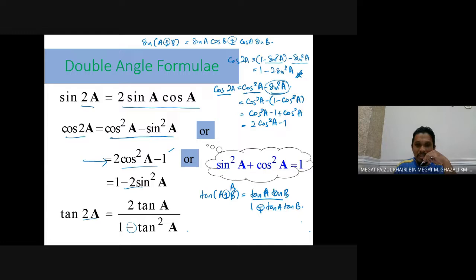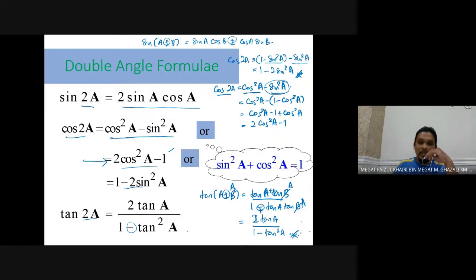So tangent A plus tangent B divided by this, and change this angle B with A, and also A, then you get 2 tangent A divided by 1 minus tangent A times A, tangent square A.